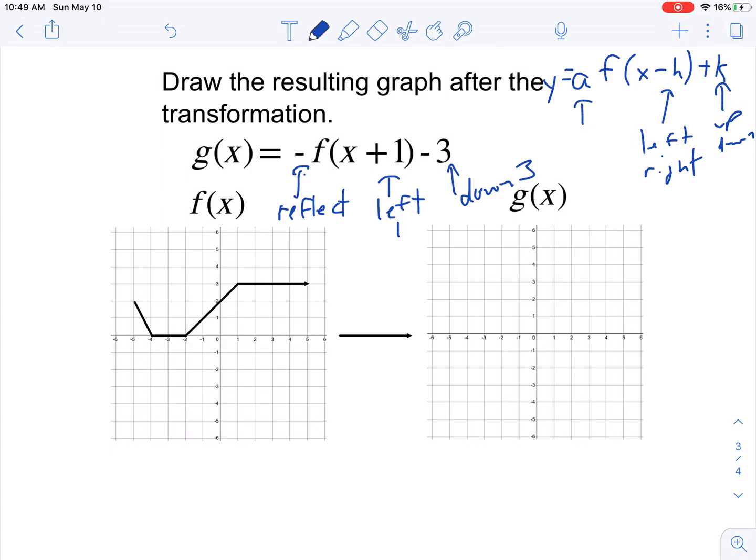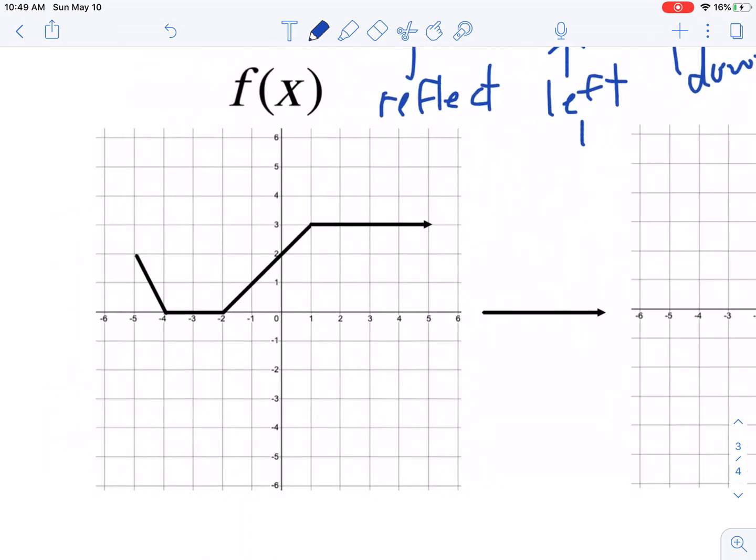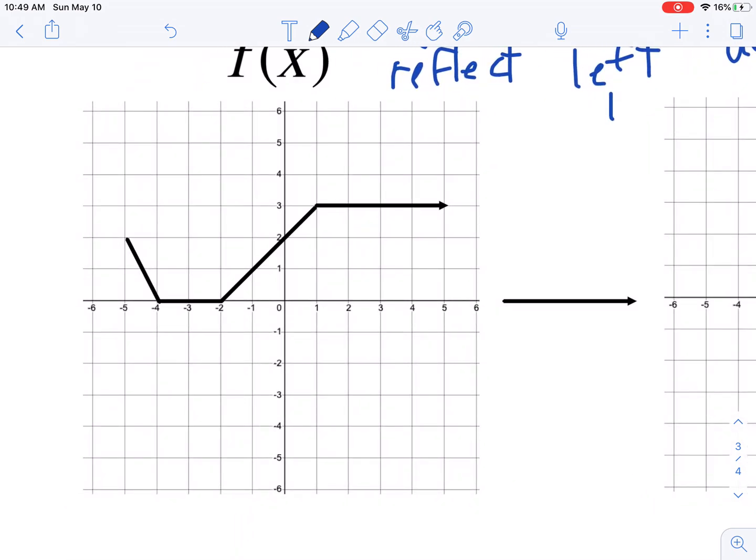And so f being where it is over here on the left side, the first thing I'm going to do is reflect it. So I'm going to take all those points and reflect them over the y-axis. And so it reflects to here. These 2 points here and here are on the x-axis, so they're going to stay right where they're at. And then this point up here reflects down to here. And it goes on forever in this direction. So there's the reflection.